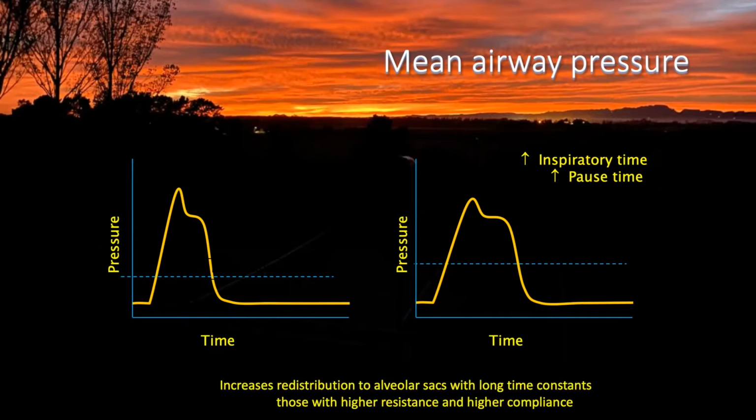But also, because the lung is not just a set of balloons, it's 300 million balloons, it increases the redistribution of gas to the alveolar sacs with long time constants and allows them to be involved in ventilation, which decreases the shunt fraction. So those with higher resistances and higher compliances are therefore more likely to be involved in normal gas exchange if there's a long respiratory time. So that's the second way we can do it.